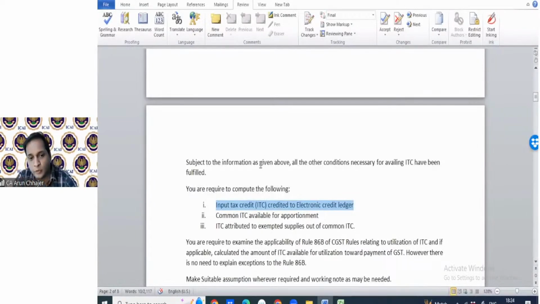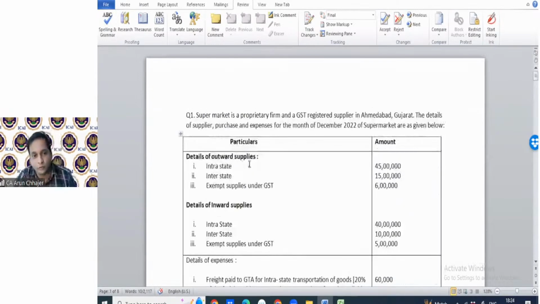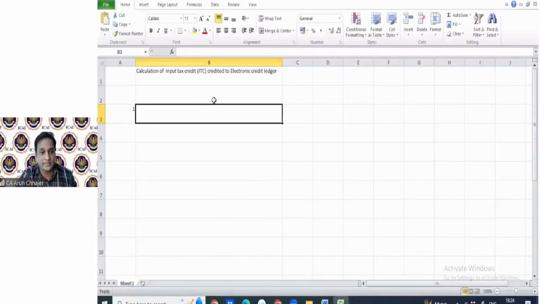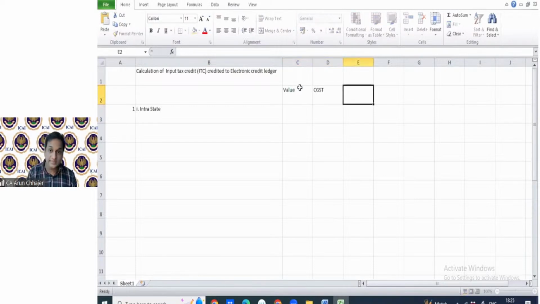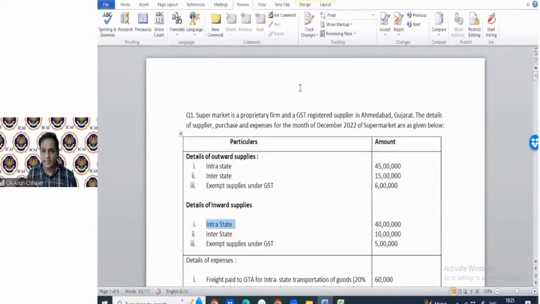First, what I'm doing, I am calculating the input tax credit credited to my electronic credit ledger. Again, I have to go back. First is inward supplies. Here I can write value, then I can write CGST, then SGST, and then IGST. What is the value? Value is 40 lakhs.